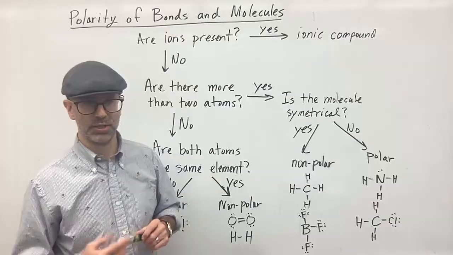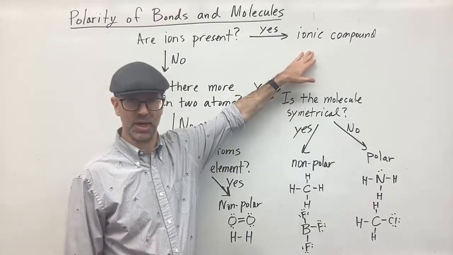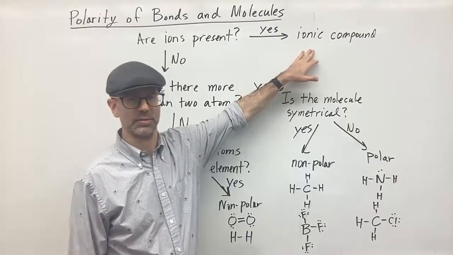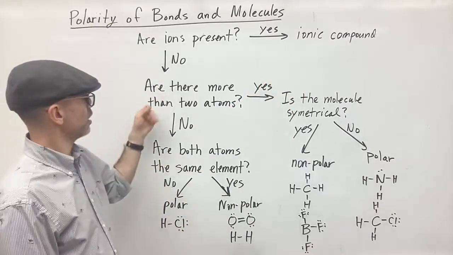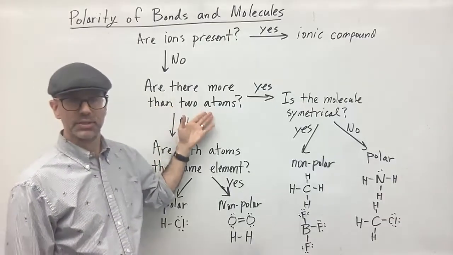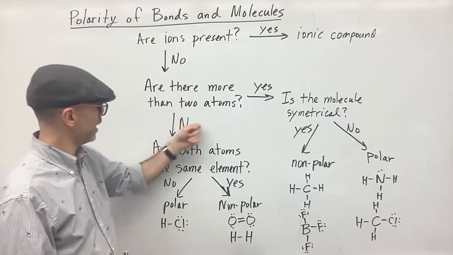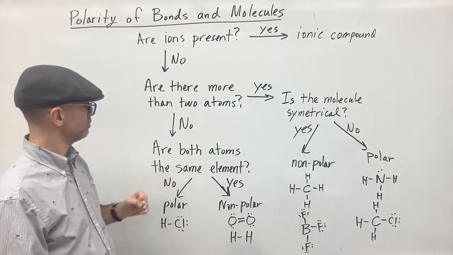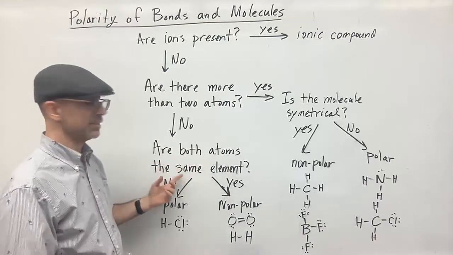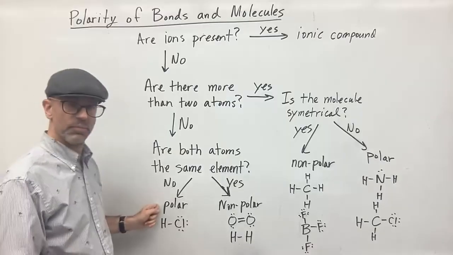Okay, so that's the first question. If yes, then it's an ionic compound, and we don't need to talk about whether there's polarity in the bonds. If no, then you go to the next question. Are there more than two atoms in the molecule? If not, then you would have to ask the further question: are both atoms the same element? If they're not, then it's polar.